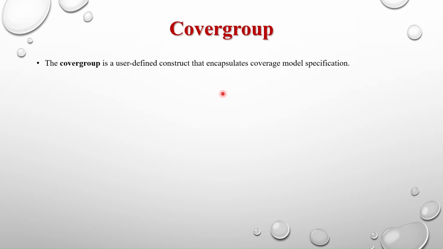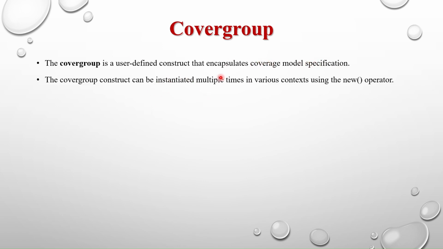Just as we write the interface signals in the interface, similarly we will write the coverage model specification inside the covergroup construct. And the covergroup construct can be instantiated multiple times in various contexts using the new operator. How we instantiate a class? By using the new operator. Similarly, we can instantiate the covergroup multiple times by using the new operator. And a covergroup can be defined in a program block, class, module or interface.